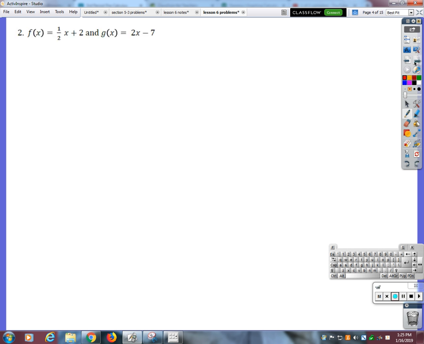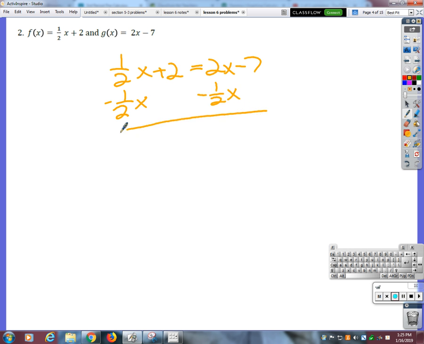Okay, blank page. All right, next one, same thing. 1/2 x plus 2 equals 2x minus 7. Okay, if I subtract a half an x, nice. Okay, slow down. Okay, I'm not a smart dude, just calm down.